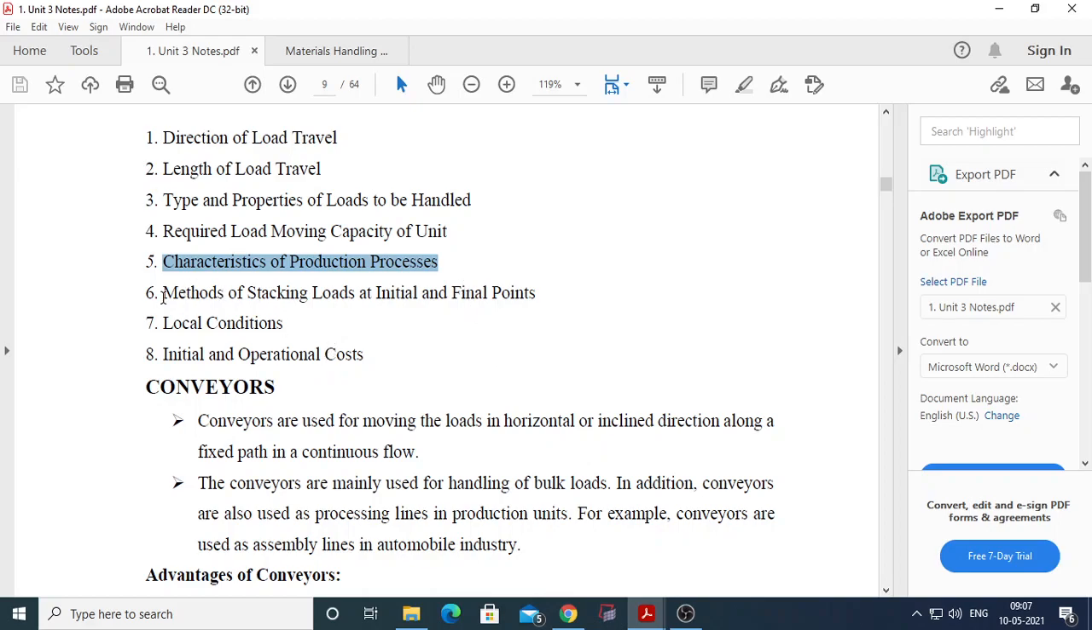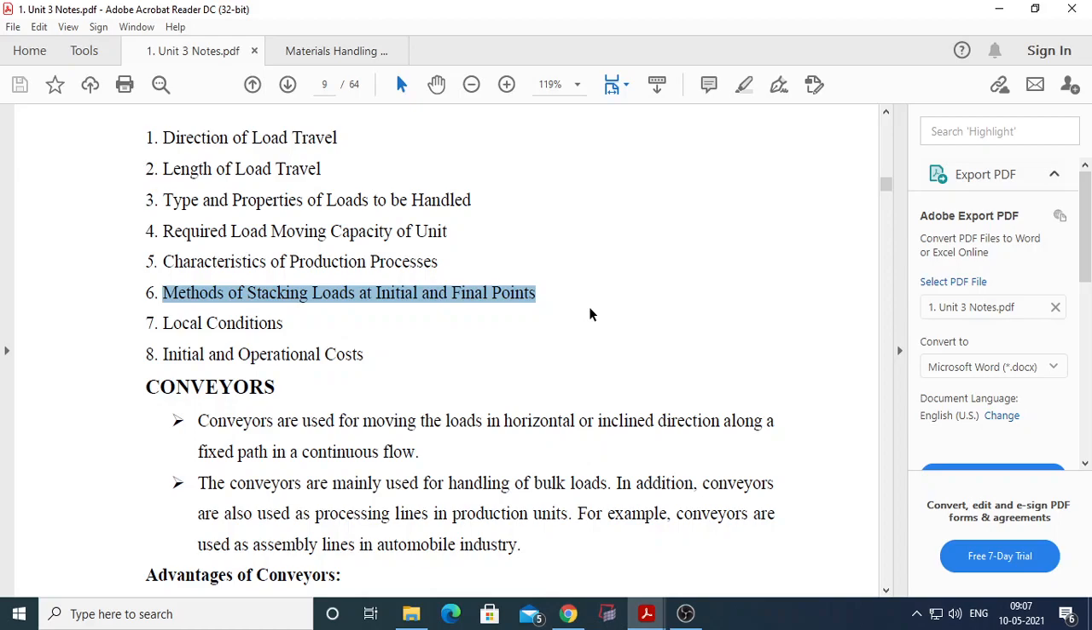Then next is the method of stacking load at initial and final points. There are different methods given for stacking load at the initial and final points. First, we will do the selection of the loading and unloading point. Means when you choose the stacking loads at the initial and final point, you have to choose the selection of the loading and unloading point. These two points are very important.